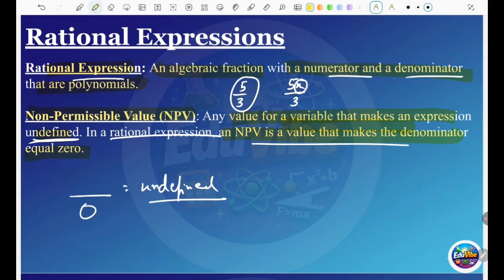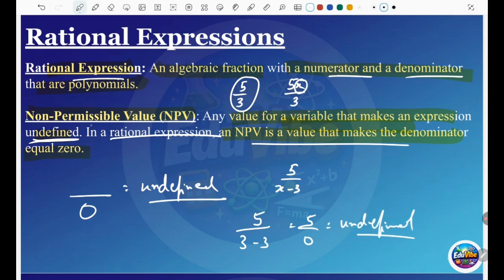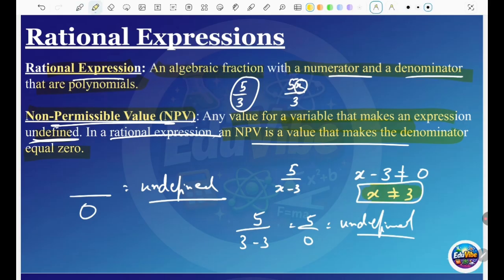For example, if we have 5 divided by x minus 3, and x goes to 3, we get 5 by 0, which is not possible. 5 by 0 is undefined. That's why we have to say x minus 3 should not be equal to 0. When we solve that, x is not equal to 3. The NPV looks like that. This is the denominator, and if x equals 3 it comes to 0, which is undefined and not possible in the rationals.